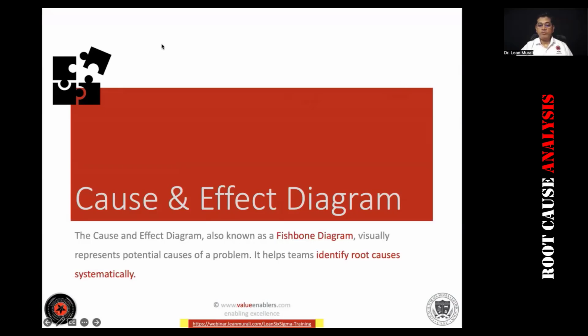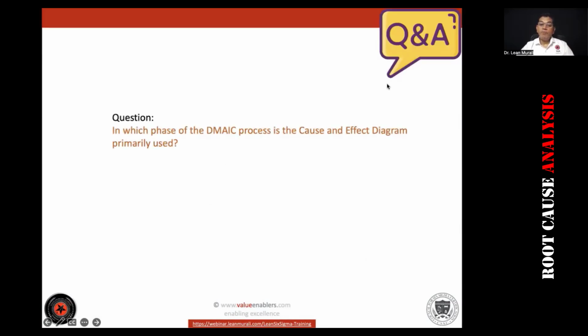It's also called fishbone diagram. It helps to identify causes, root causes, systematically by organizing them and going deeper. Question: in which phase of DMAIC methodology, for those who are new to DMAIC, is define, measure, analyze, improve, and control, is the cause and effect diagram primarily used? Is it used in define phase, measure phase, analyze phase, improve phase, or control phase? Which phase is it used?